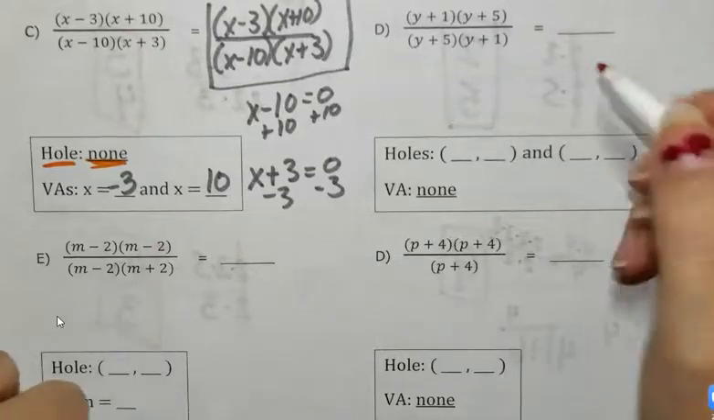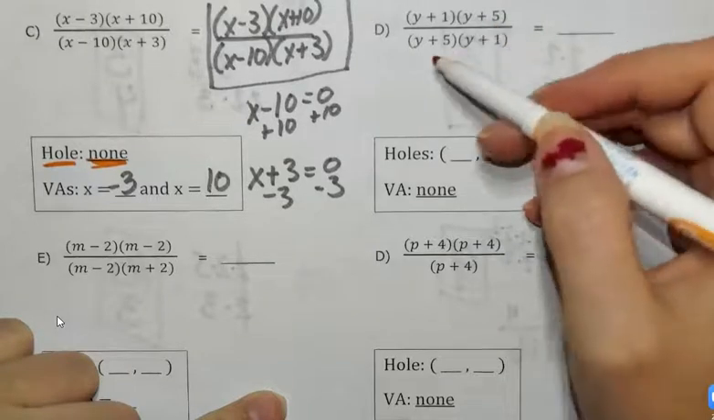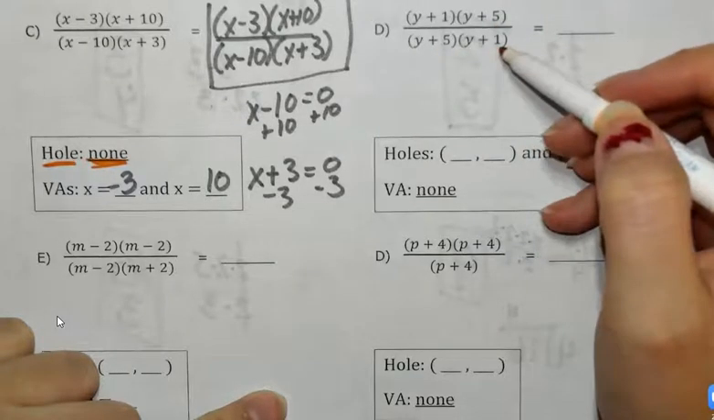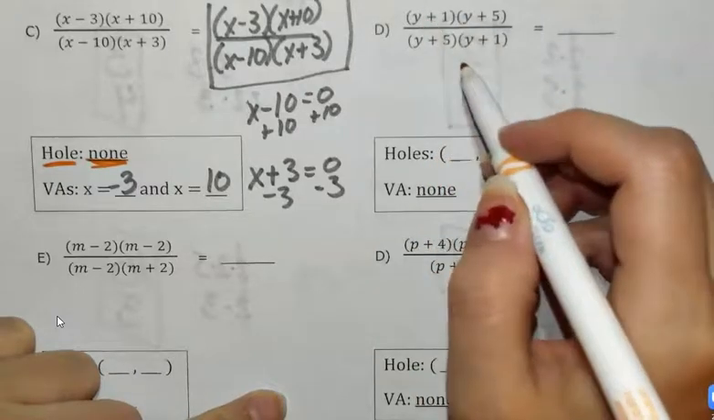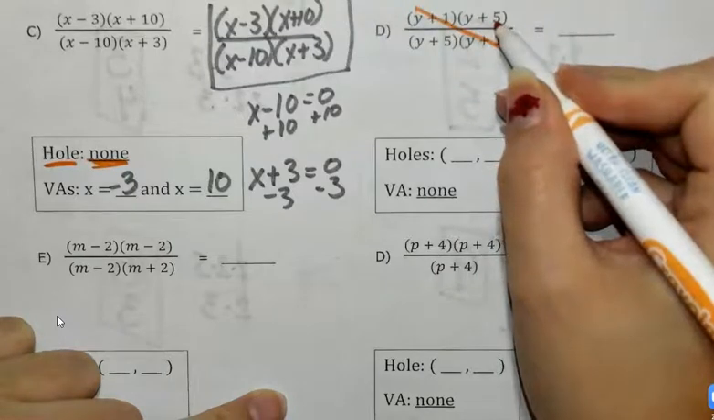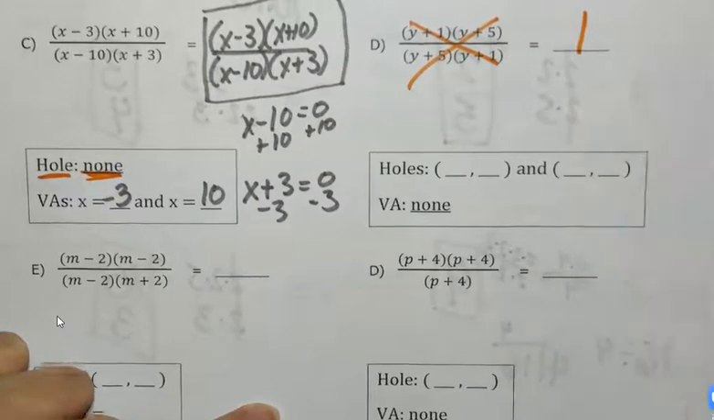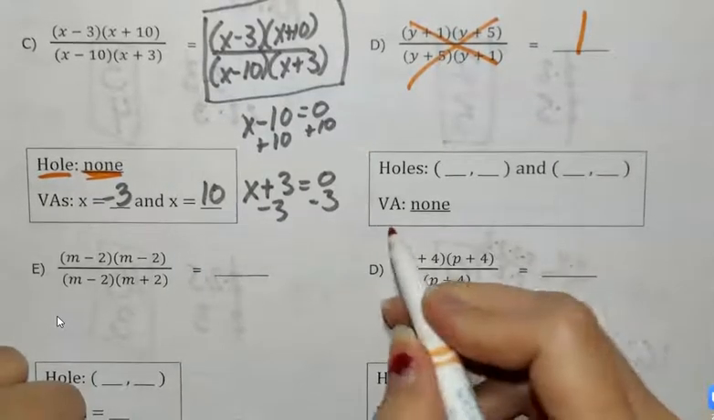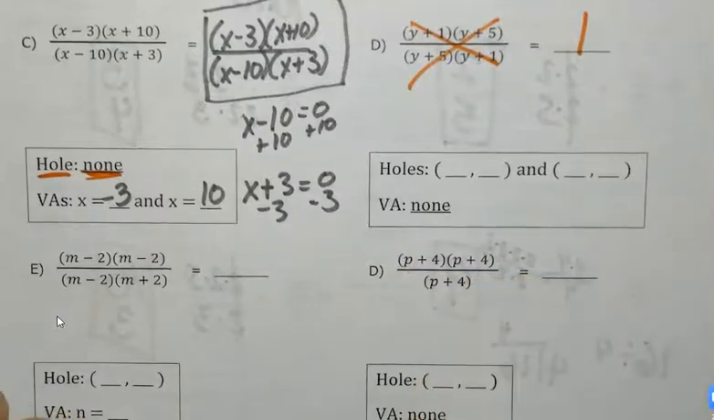Let's do D. We have y plus 1 times y plus 5 all over y plus 5 times y plus 1. Does the y plus 1 cancel with something? Yeah. How about the y plus 5? Yeah, everything cancels, so you're just left with 1. There's nothing in the denominator, so there's no vertical asymptotes.